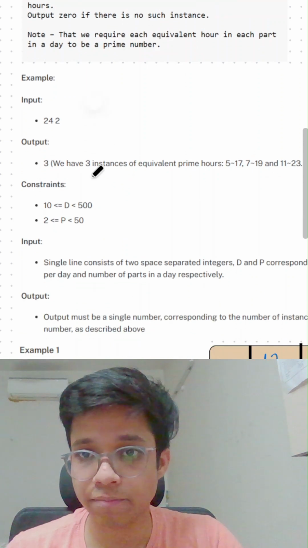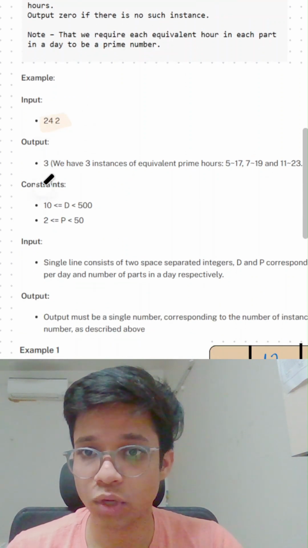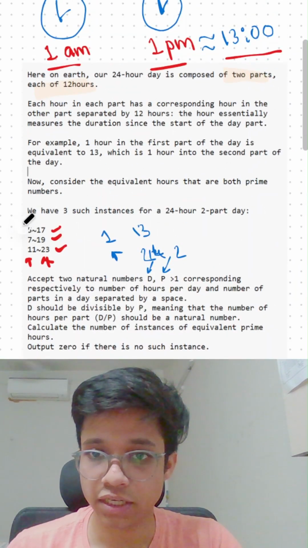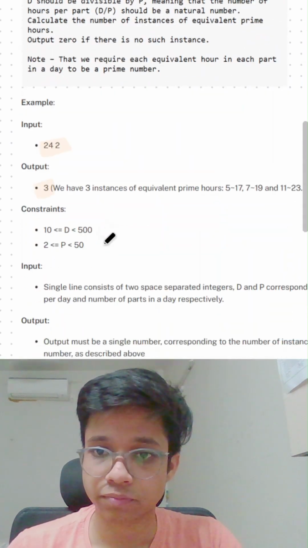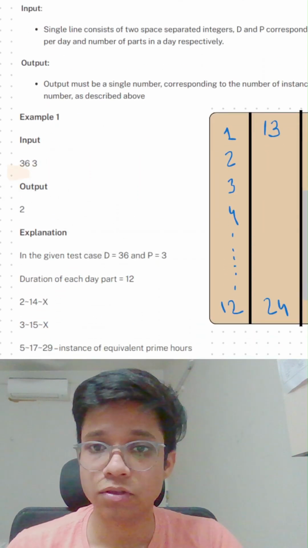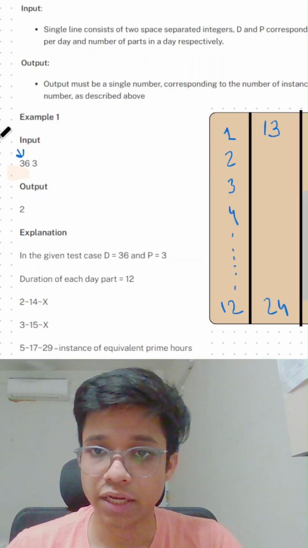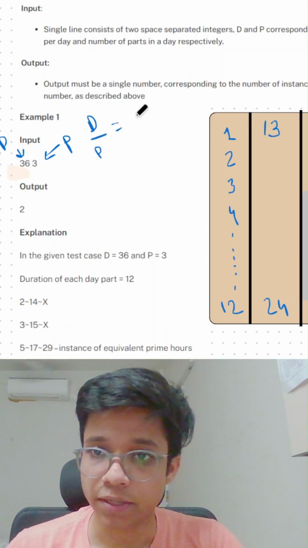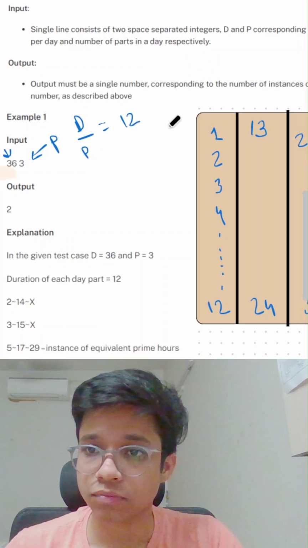Let us look at the examples. We have 24 and 2, and we have three such instances that we discussed right here. For the next example, we have 36 and 3. So this right here is D, this is P. D by P is going to be 36 by 3, that is 12.